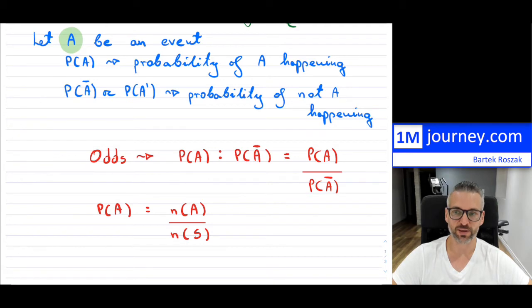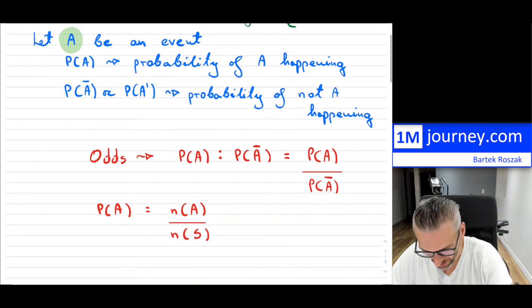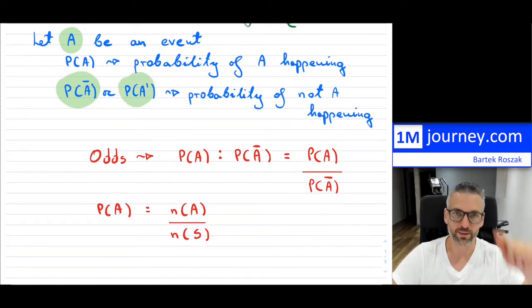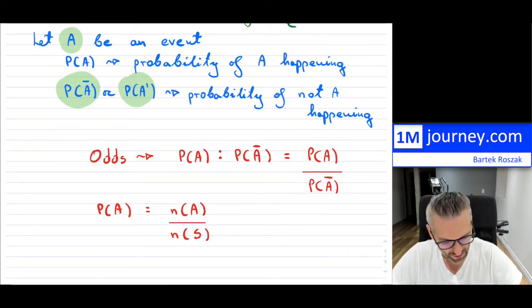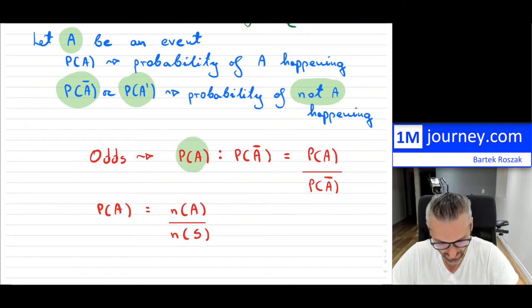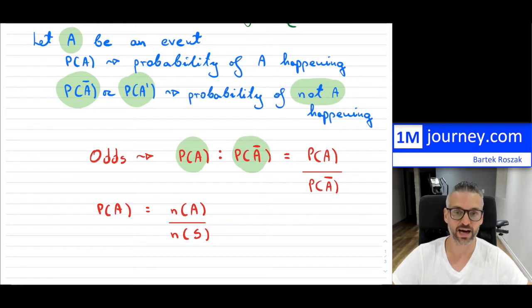Now, the complement of that event would be that the runner would not win the gold medal. So this is the second thing you see: the probability of the event not happening, sometimes written as probability of A prime, with a little prime at the top. That is the probability of the event not happening. In odds, we take the probability of the event and compare it to the probability of not that event.